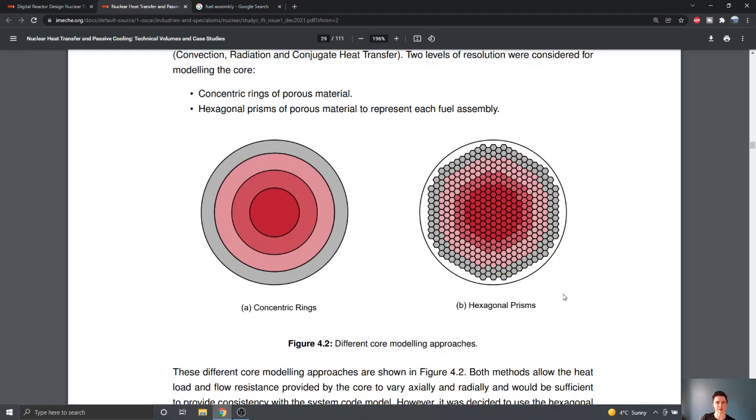So what we have to do is pick the scale that we're interested in for this model. And for this particular model, we care about the overall primary circuit reactor itself. We're interested in those effects at the scale of order 1 meter, for example, rather than a few millimeters. And so what we need to do is come up with an appropriate representation of the fuel rods and the fuel assemblies. And there are a number of ways you can do this.